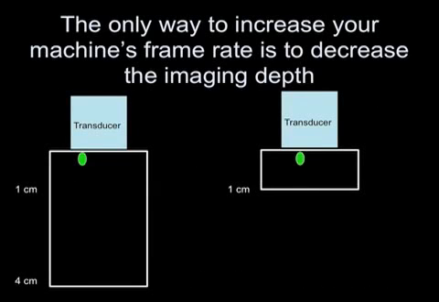The only way to increase your machine's frame rate is to decrease the imaging depth. In this example, we can see that to send a pulse of ultrasound 4 centimeters deep takes a lot longer than sending a pulse of ultrasound 1 centimeter deep.